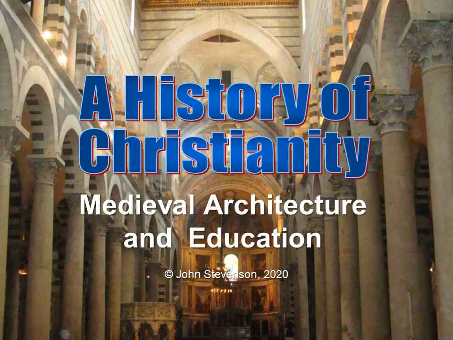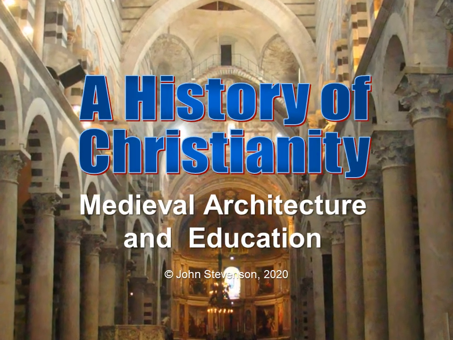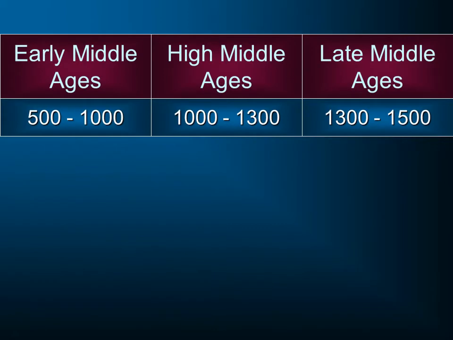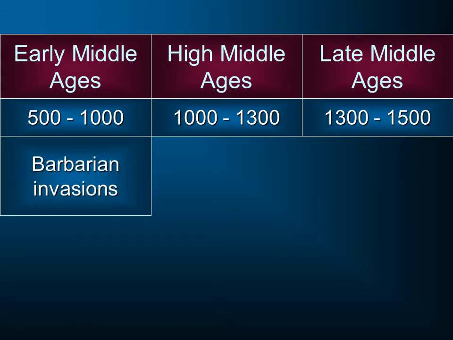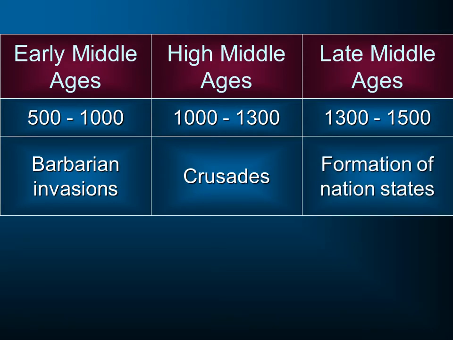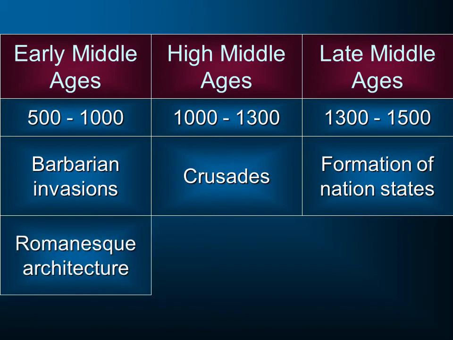Hi, I'm John Stevenson, and we're going to be looking at medieval architecture and education in our continuing study of a history of Christianity. We've already seen that the Middle Ages, we've divided into early, high, and late Middle Ages. In the early Middle Ages, that's when we see the barbarian invasions. The high Middle Ages, that's the time of the Crusades. The late Middle Ages, we see the formation of nation states.